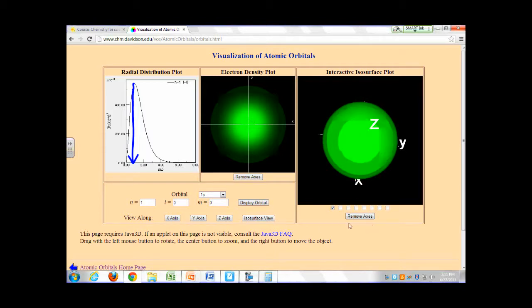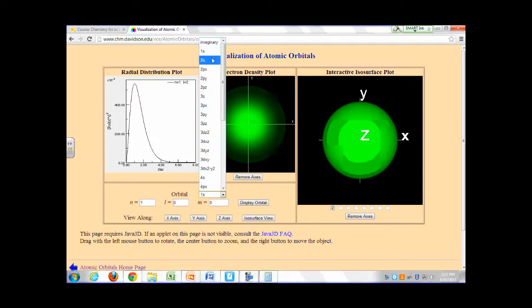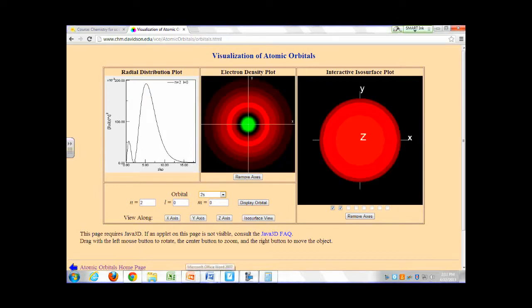You can look at it from different views: this is looking at it from the x-axis, the y-axis, and the z-axis. So what happens if you want to look at the 2s orbital? Here's what your function looks like. The average distance we calculated was about 5.5 Bohr radii. Here's your most probable distance right here. It's further away from the nucleus, around 5 Bohr radii.